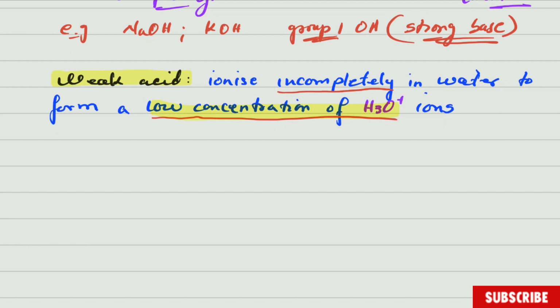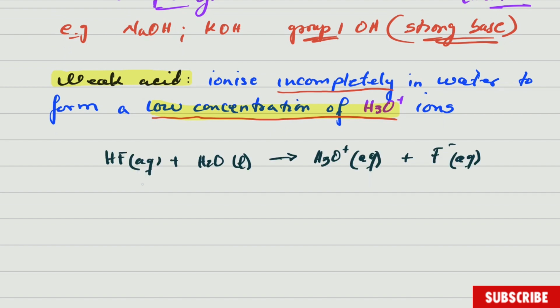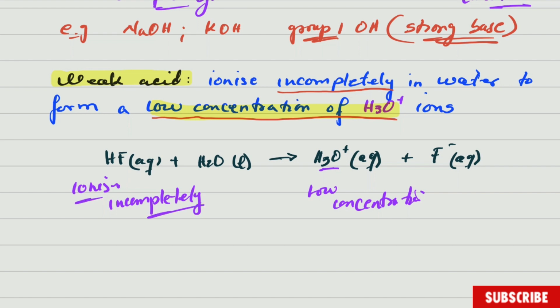Let's see one example of a reaction. Alright, so we have here that hydrogen fluoride, for instance, ionizes in water to form this one. What is the issue here? That the concentration of this one will be low. That is the problem here. Okay, and this one ionizes incompletely.